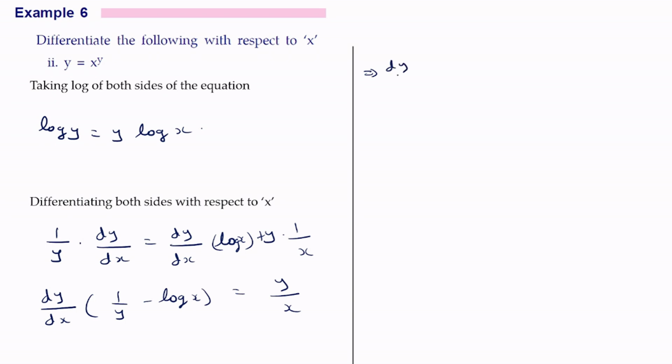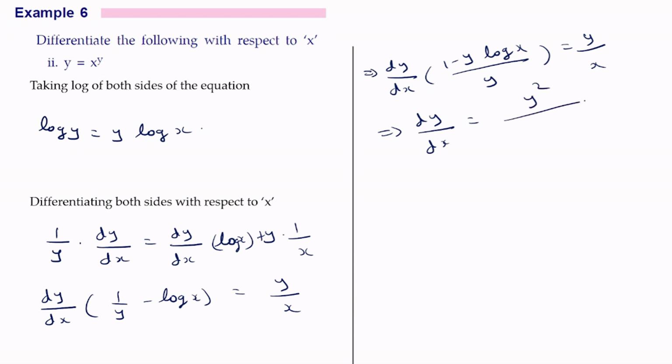So this implies dy by dx, taking LCM, (1 minus y log x) upon y equals y by x. Let us cross multiply and simplify. So we get dy by dx as y square upon x into (1 minus y log x). So this is the differentiation of y equal to x raised to y.